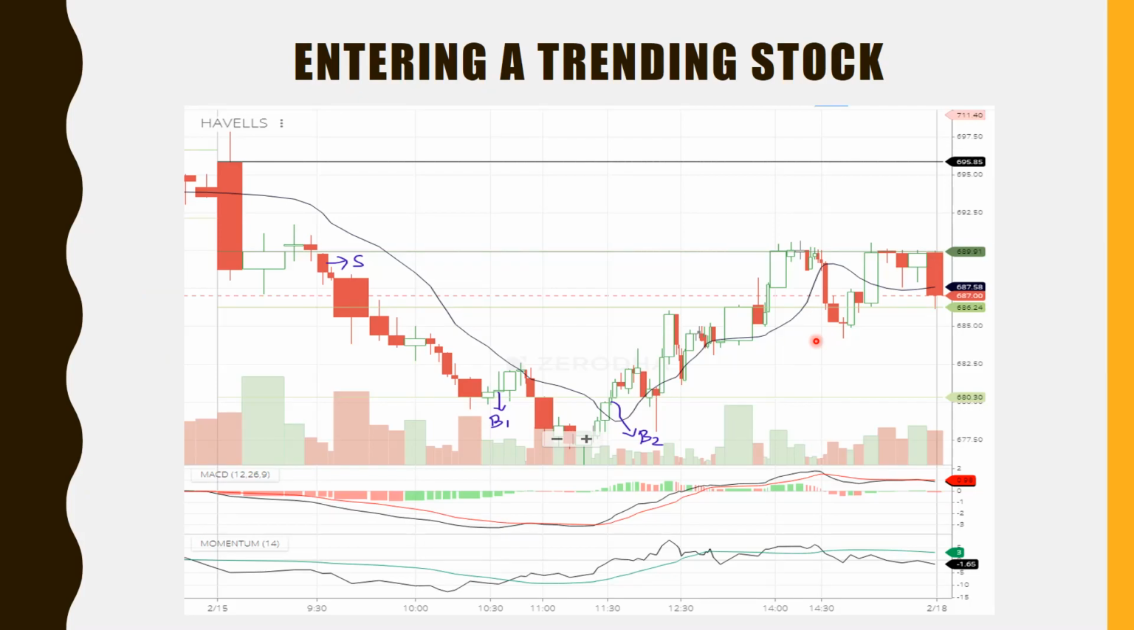Now let's see how to enter a trending stock. Okay, so this is an example of Havells opened on 15th February 2019 with a big red candle, right? But we need to be patient about entering a stock. Just seeing a big red candle doesn't mean that it might trend that day.